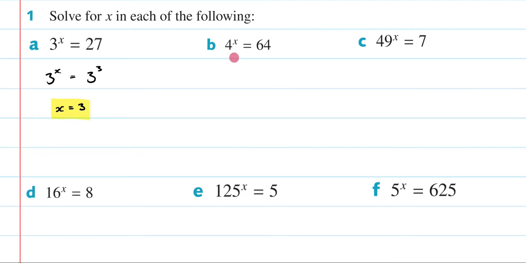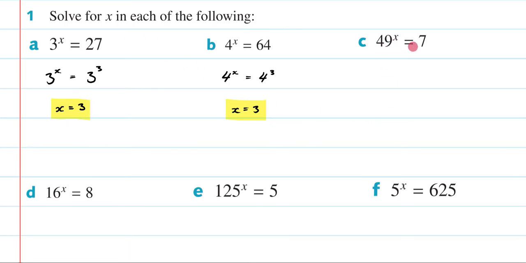Let's now move on to the next one. We have 4^x equals 64. Again, I'm going to make my bases the same. So that means it's going to have to be 4 raised to the 3 because that's 64. Now I can equate my indices. So I'm going to have x equals 3. I'm going to grab my highlighter and give that a highlight. The next one's a little bit different.